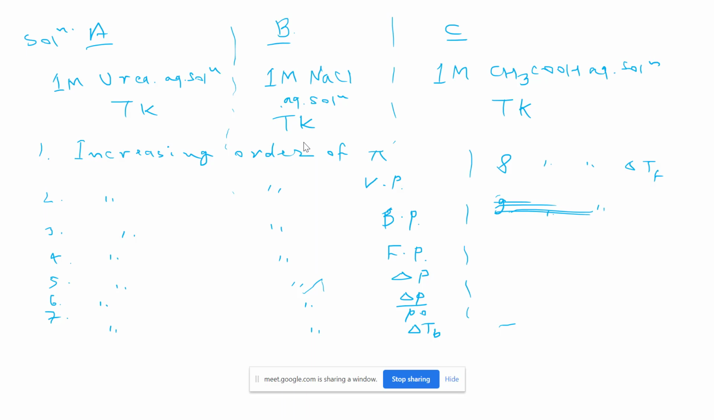But the concentration is equal, so it will only depend on I, right? Exactly. Maximum pi will come for maximum I, that is for solution B, NaCl. For NaCl I is 2, for urea it is 1, and for acetic acid I is greater than 1 but less than 2, because it is a weak electrolyte, it dissociates but not completely. So it should be A, C, B.